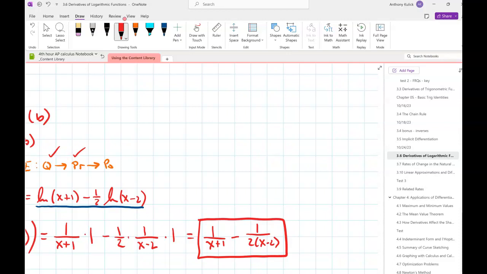Everybody feels okay? That seemed a lot easier than trying to grind through a chain rule with a quotient inside of it, with a chain inside of that. Right?